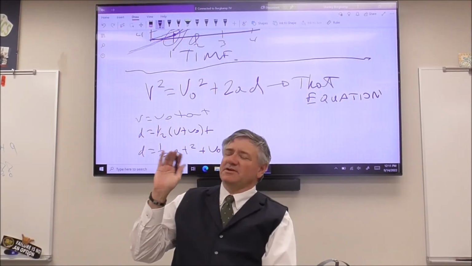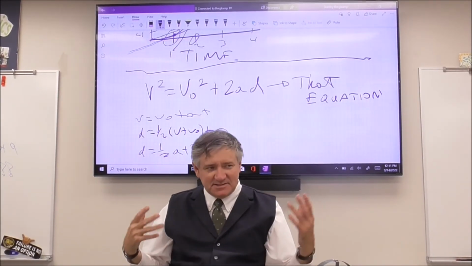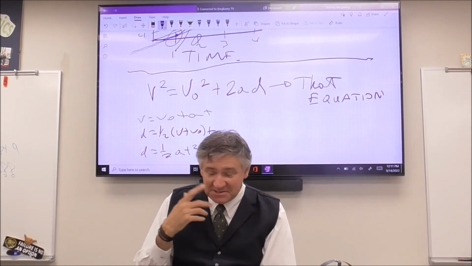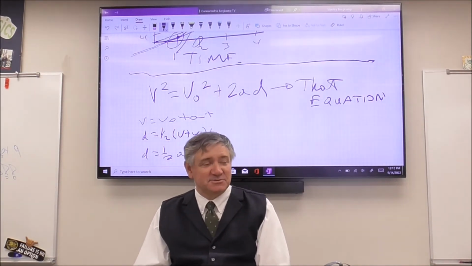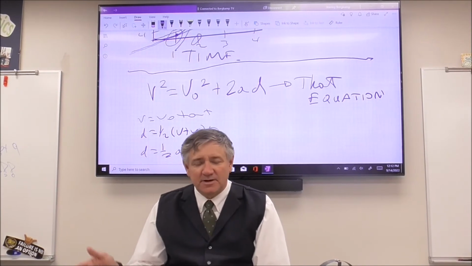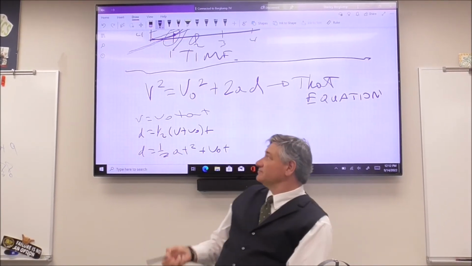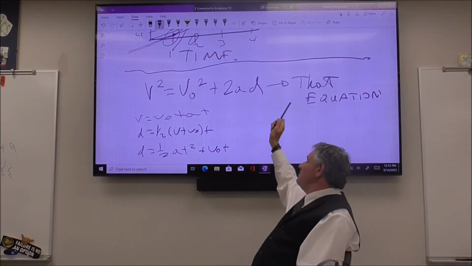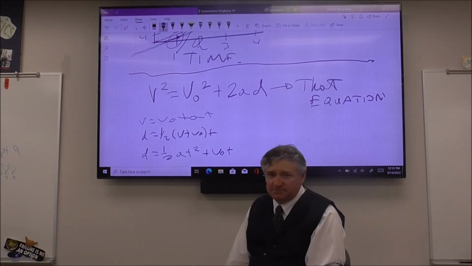So here's the last of the 4 equations. This is the only one that kind of has its own name, and this started many, many years ago. It's just known as that equation, so if you say, hey, let's use that equation, everybody knows which one we're talking about. So if you look at that equation, v squared equals v naught squared plus 2ad, what's missing from this equation that's in the other 3?